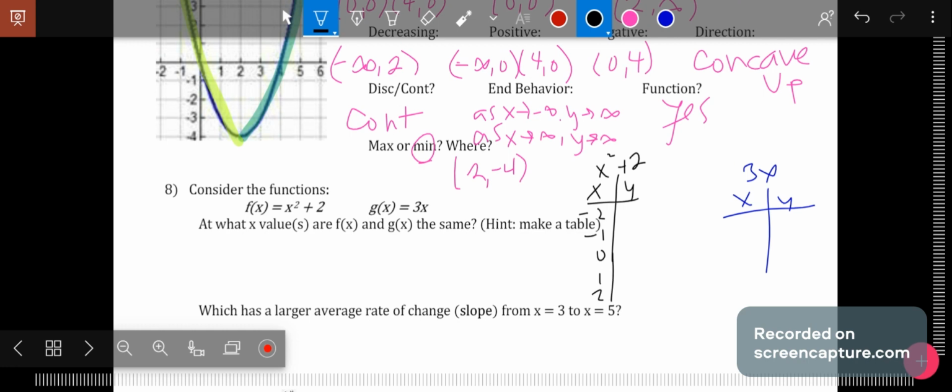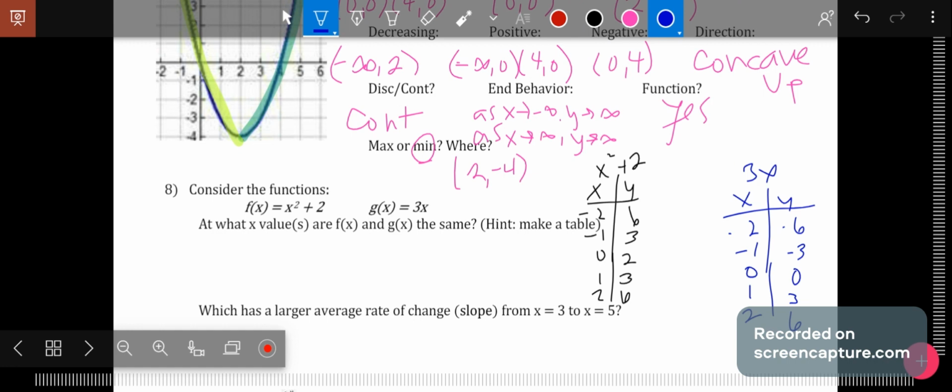-2 squared is 4, plus 2 is 6. -1 squared is 1 plus 2, which is 3. 0 plus 2. 1 plus 2, which is 3. And 4 plus 2, which is 6. For 3x, we're going to use the exact same values, -2, -1, 0, 1, and 2. We're going to plug these things in. 3 times -2 is -6. 3 times -1 is -3. 3 times 0 is 0. 3 times 1 is 3. 3 times 2 is 6.